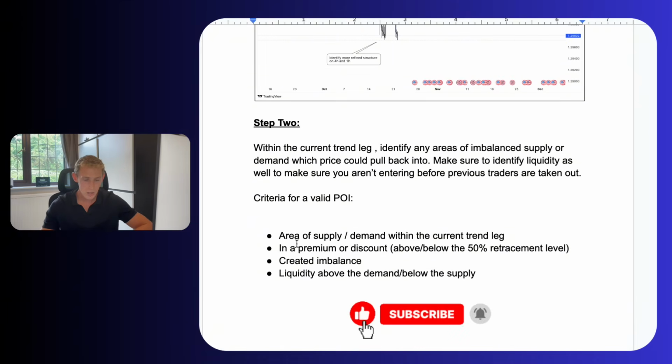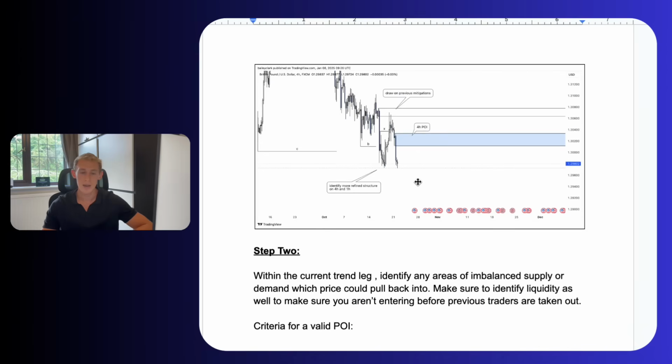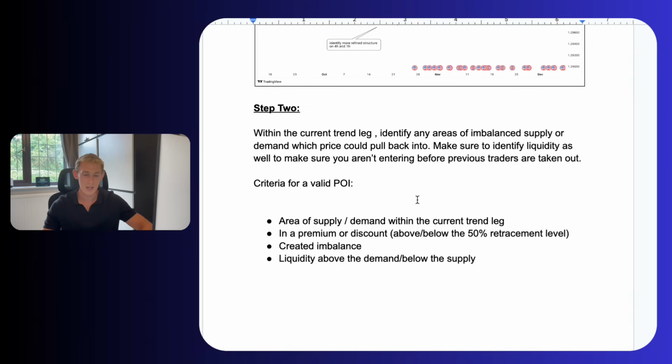I also need to see some liquidity created below the supply, right? I always tell the guys inside VIP that if liquidity has not been taken out, you probably are the liquidity, right? So if I'm looking at a higher time frame POI, I always need to see some liquidity being taken out. Like in this case right here, you can see we have this previous high that was swept into the area of supply before we get that reaction to the downside. And that's what I'm looking for with this particular strategy, right?